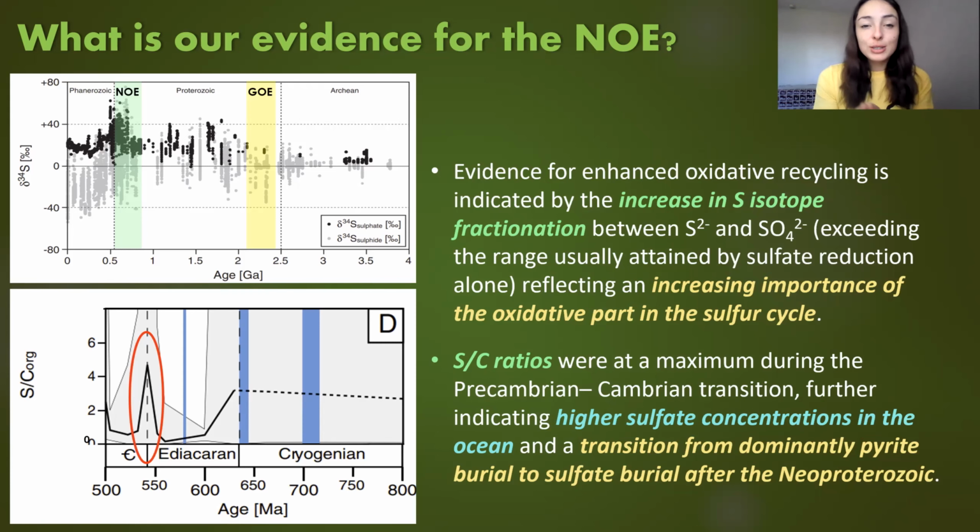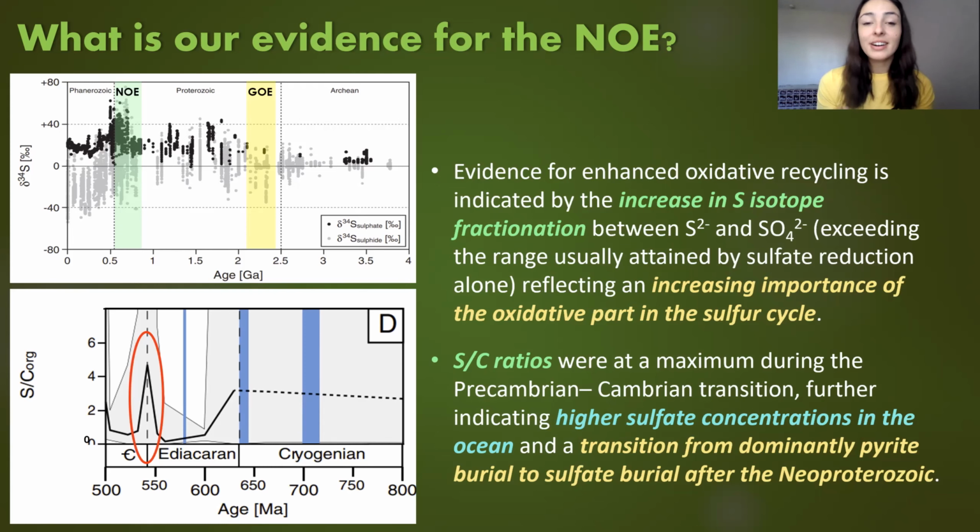So sulfate reduction to sulfide is one half of that cycle of sulfur isotopes. The other half is sulfide oxidation to sulfate. Both processes are associated with isotope fractionation, but the oxidative half couldn't really take off until oxygenation of Earth's oceans really occurred. So this data is just reflecting an increased oxygenation of Earth's atmosphere and oceans, increasing the fractionation between sulfide and sulfate. Additionally, we have sulfur to carbon ratios, which is one of the really cool ones.